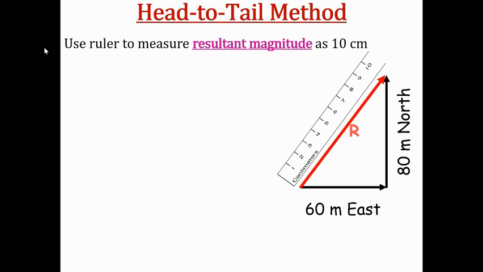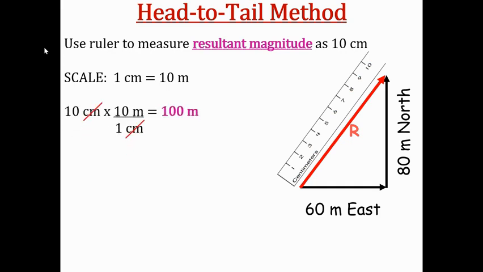Once I've drawn my arrow for my resultant vector, I'm going to use my ruler to measure its magnitude or length. The length of this resultant vector arrow is 10 centimeters. But remember, that's not our final answer because we've drawn everything to scale. So now I have to take my measurement of that resultant vector and convert it from centimeters back into my original units. 10 centimeters drawn on my piece of paper represents 100 meters of displacement.